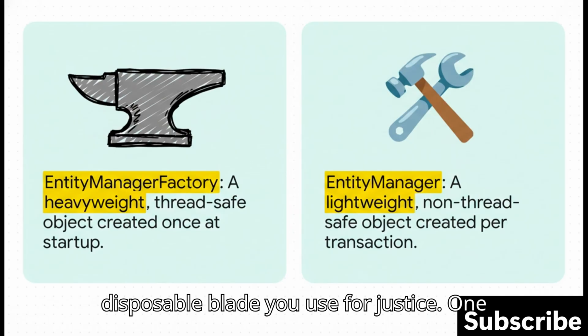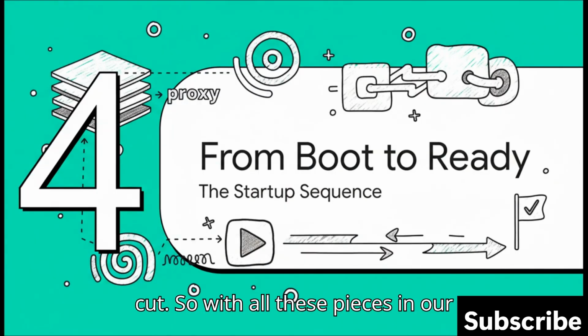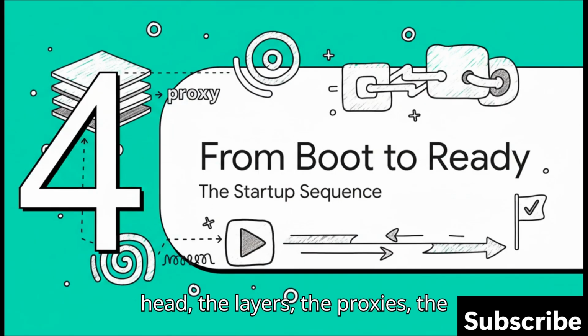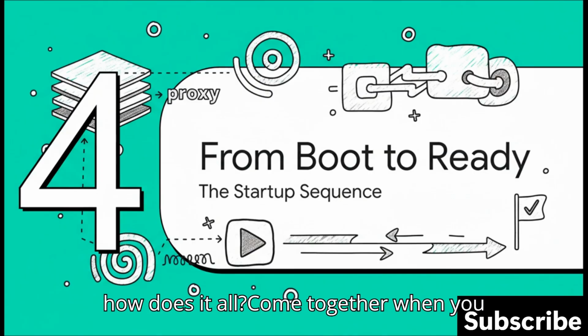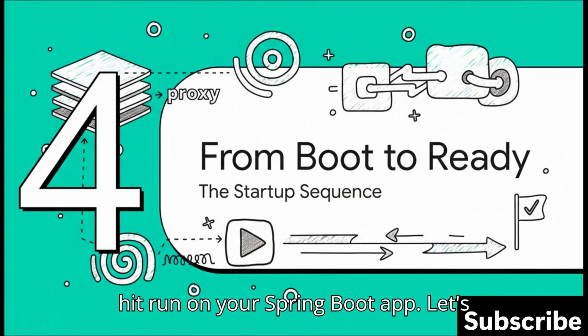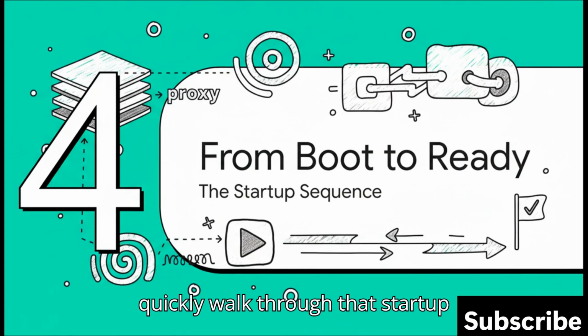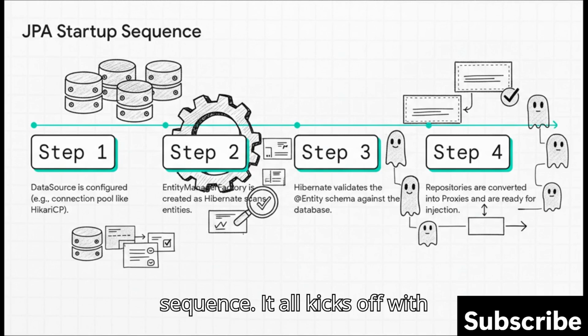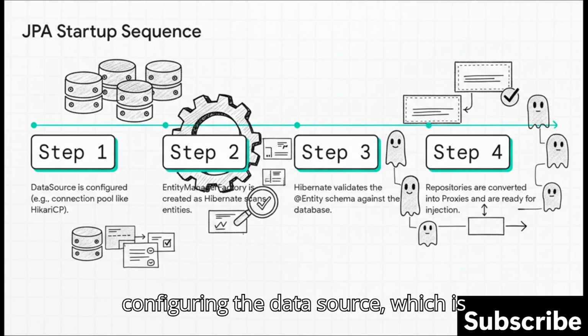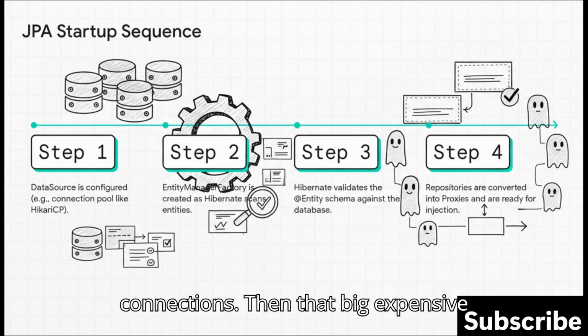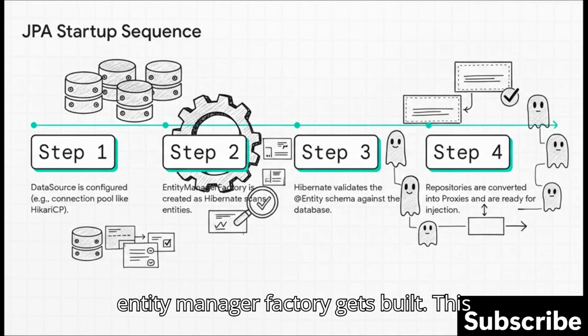for just one cut. So with all these pieces in our head, the layers, the proxies, the heavyweight and lightweight components, how does it all come together when you hit run on your Spring Boot app? Let's quickly walk through that startup sequence. It all kicks off with configuring the data source, which is basically your pool of database connections. Then that big, expensive Entity Manager Factory gets built.